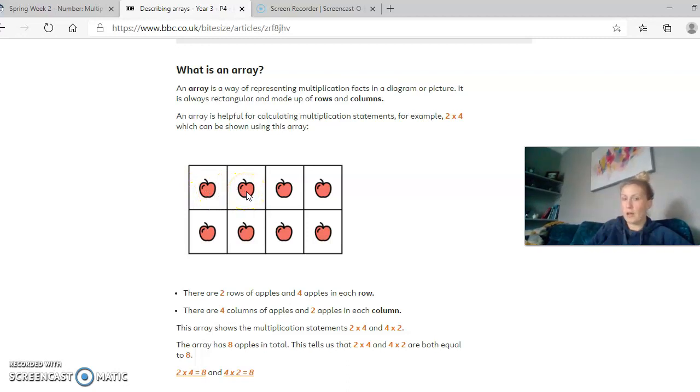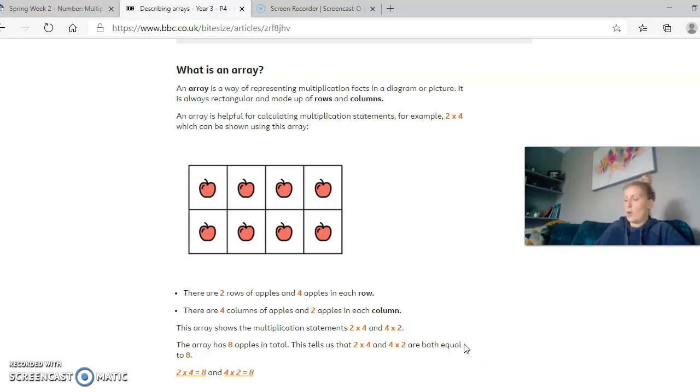Or we could have it as 4 times 2, because we could say we've got 4 rows, 1, 2, 3, 4. Okay, so there are 2 rows of apples and there are 4 apples in each row. There are 4 columns of apples and 2 apples in each column. So the array shows this multiplication sentence, doesn't it? So I've got, let's go with the 2 rows first.